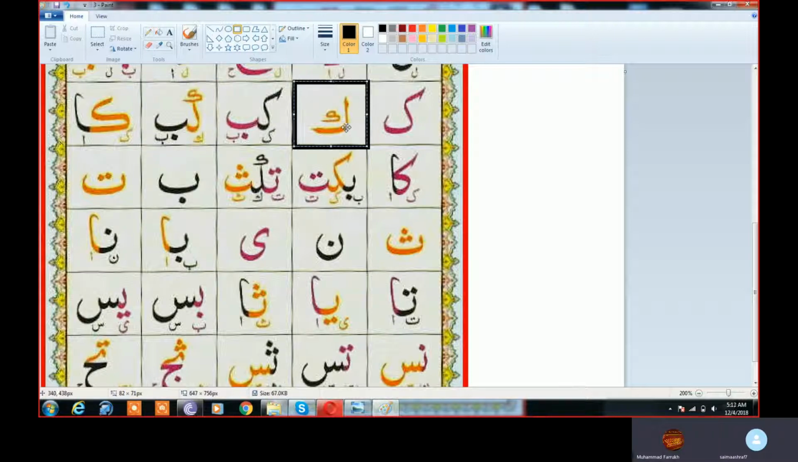This kaf is connecting with the ba. So look at this orange color here, it's connecting with ba. When they connect with ba, it looks like this. It is kaf ba. Same, it's kaf ba and it is kaf ba too. What is this? Kaf alif. Great. Very nice.